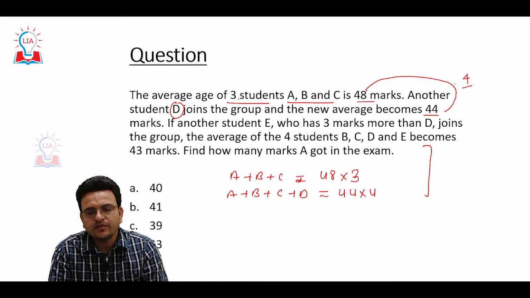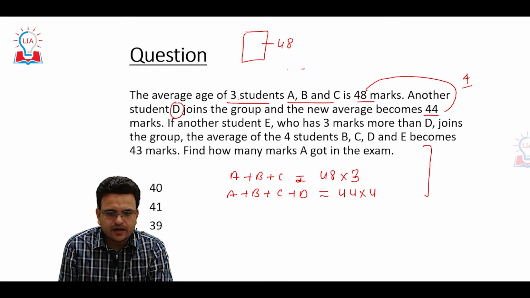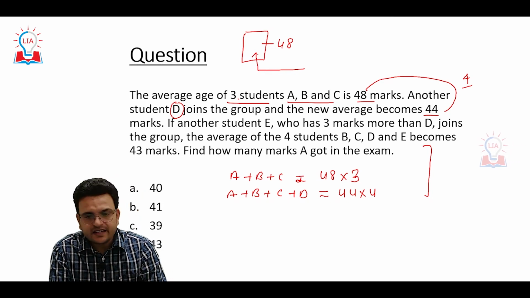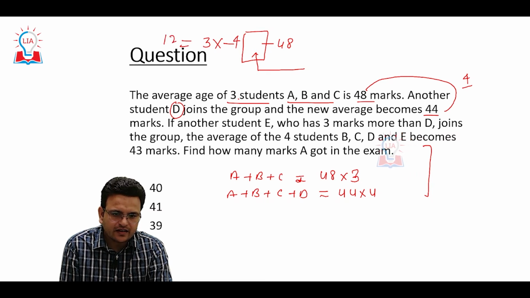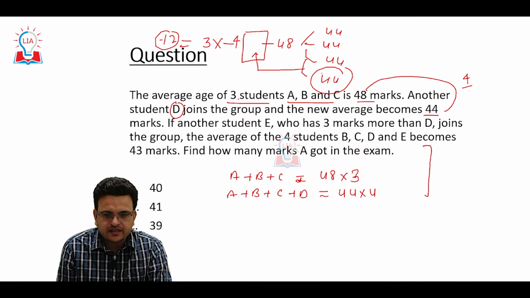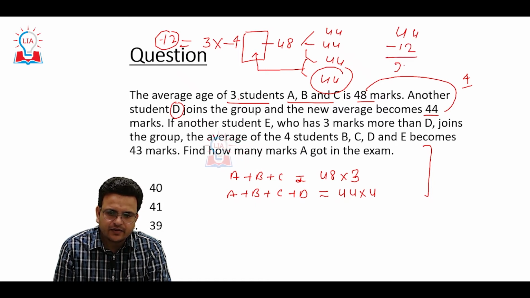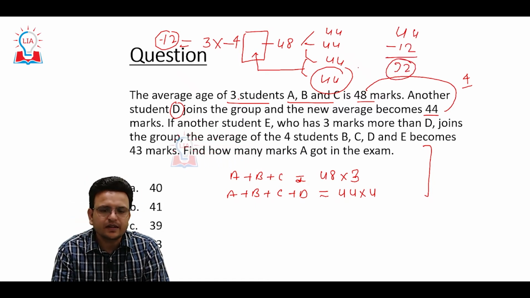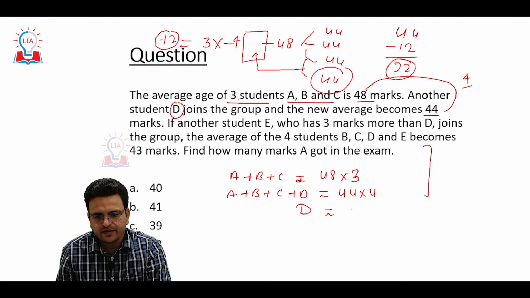When the average has reduced by 4, there were 3 members, and their average was 48. One member came in, and when he entered, automatically the average reduced by 4. It means among 3 members it is reduced by 12. The new average became 44, 44, 44 and 44. So the candidate who came later has marks 44 minus 12, which is 32. That is the second way to solve this question. Otherwise, if you solve it through the equation also, you will get D. So D will be 32.